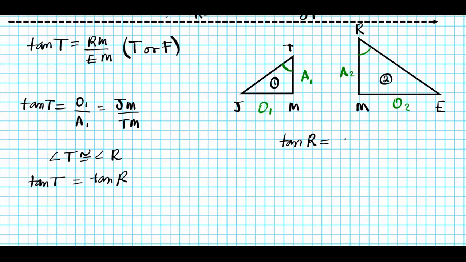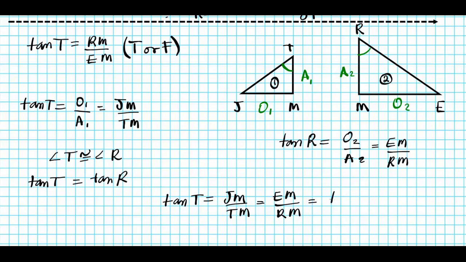So tan is going to be opposite over adjacent in triangle 2, which is going to be opposite is EM over the adjacent, which is RM. Okay, so since these angles are congruent, we can easily state that tan T is equal to JM over TM, which is equal to EM over RM, which is equal to tan R.